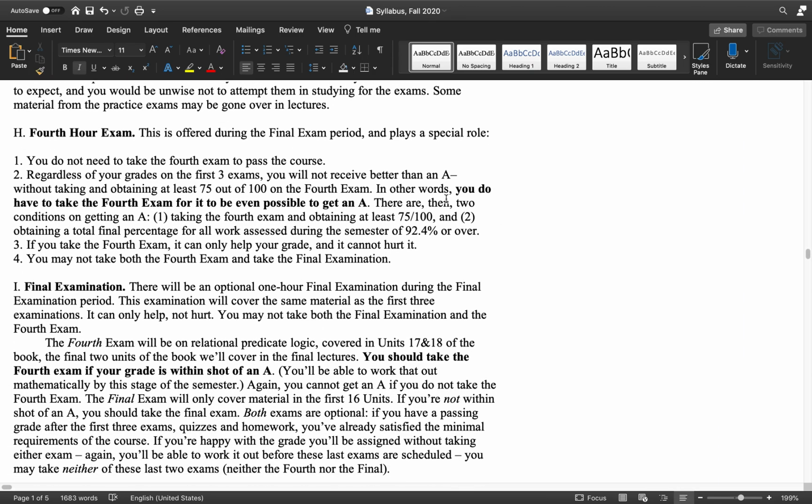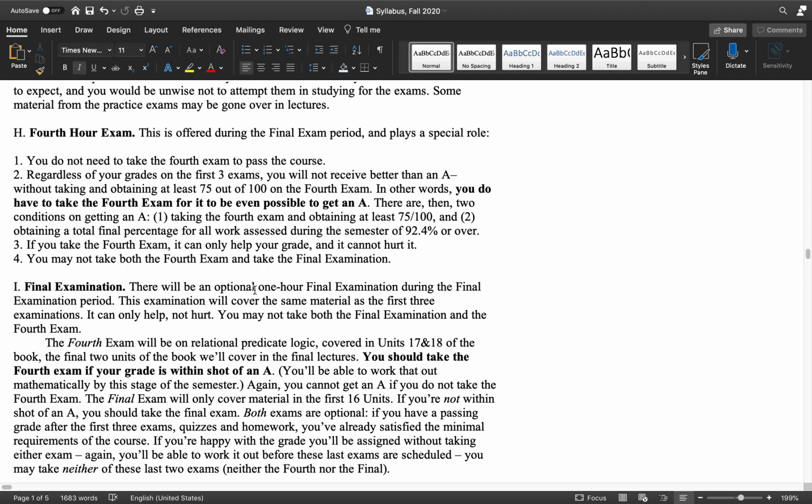Okay, the 4th exam, this is offered during the final exam period and plays a special role. You don't have to take the 4th exam, so you can take the first 3 exams and the 5 quizzes, and that's the only assessment you absolutely have to take to pass. But as explained here, the highest grade you can get if you do that is an A-. The 4th exam you have to take if you want to get an A.